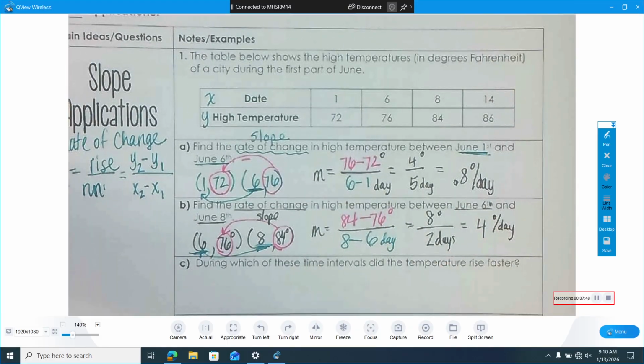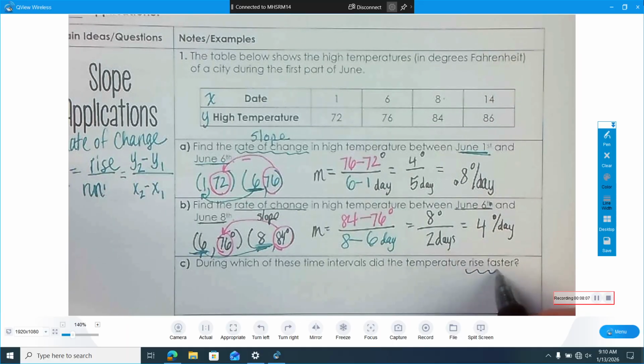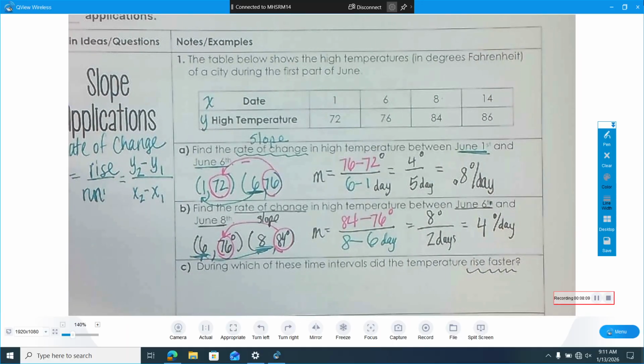That's what rate of change is talking about. What is the change in the temperature each day? All right, so it went up 4 degrees, and then another 4 degrees the next day for that total of 8 degrees difference there. Part C says, during which of these time intervals did the temperature rise faster?